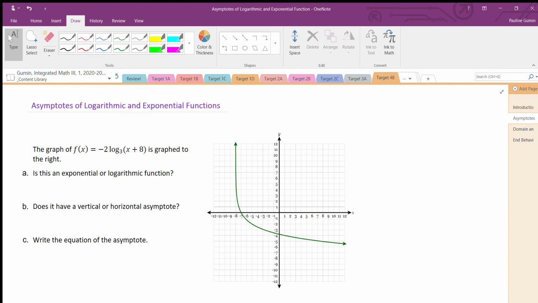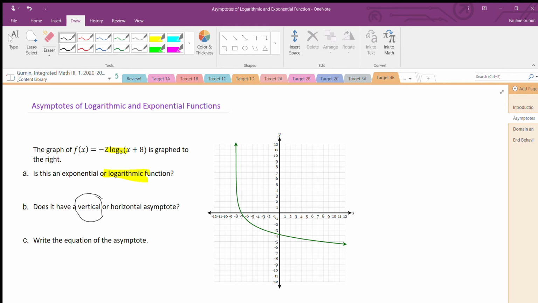Alright, so here we have the graph of -2 log base 3 of x plus 8. First, let's decide whether it's logarithmic or exponential. Well, based on the equation alone, we know that it is a logarithm, right? Since it has a log. Right, now all logarithms will have vertical asymptotes.